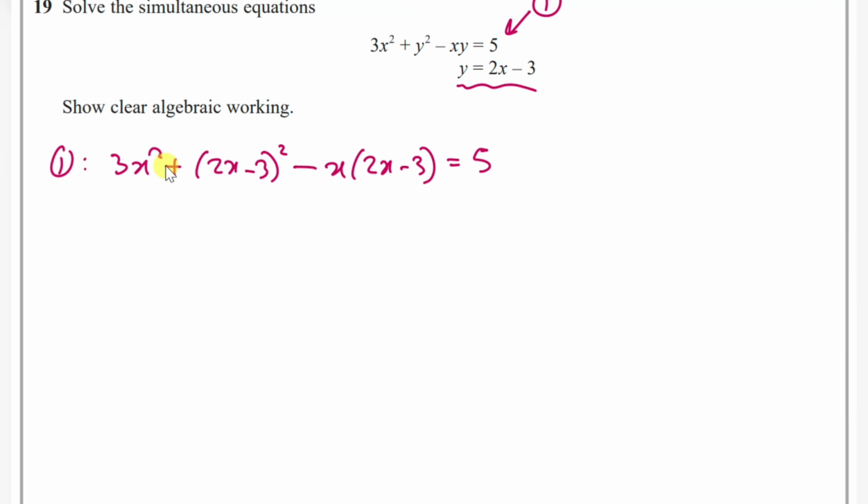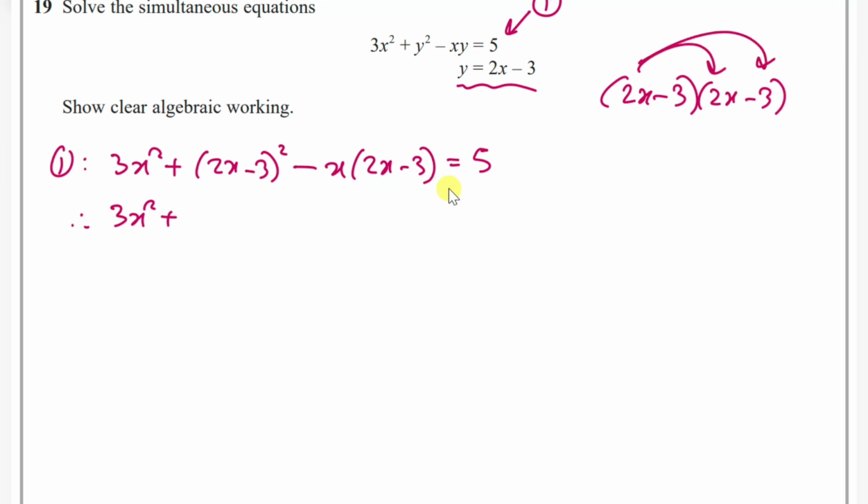Now, let's expand this all, yeah? So therefore, we've got 3x squared plus, when you've got a squared bracket, it means there's 2 of them, yeah? So it's literally 2x minus 3 times 2x minus 3. We can do it here. So 2x times 2x, 2x times minus 3, minus 3 times 2x, and minus 3 times minus 3. So we're going to get over here 2x times 2x is 4x squared. 2x times minus 3 is minus 6x. Minus 3 times 2x is another minus 6x. And minus 3 times minus 3 is positive 9. Cool. Now next part, expand this bracket.